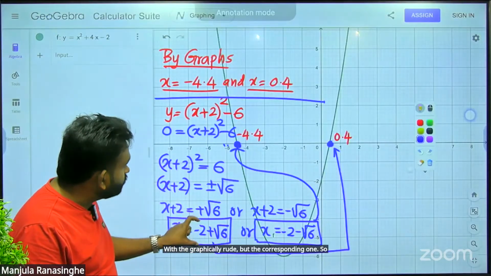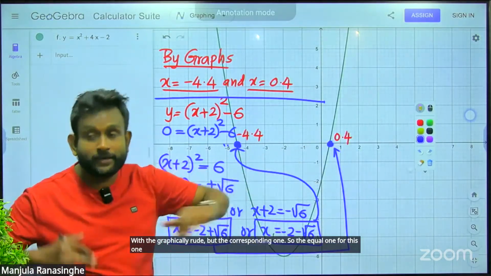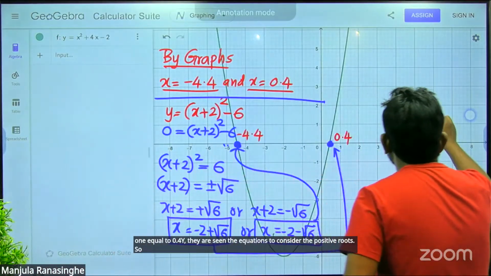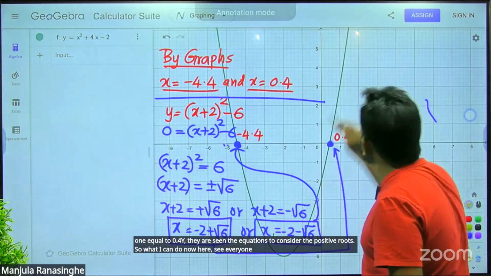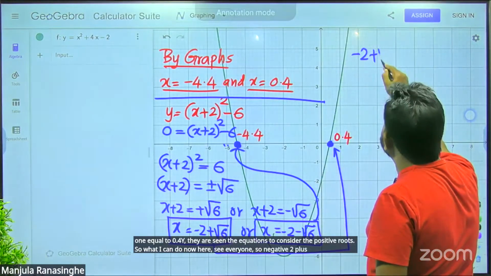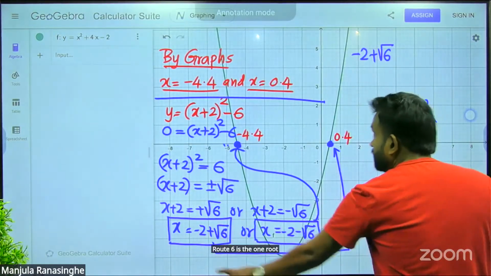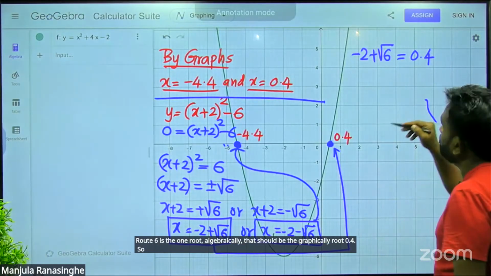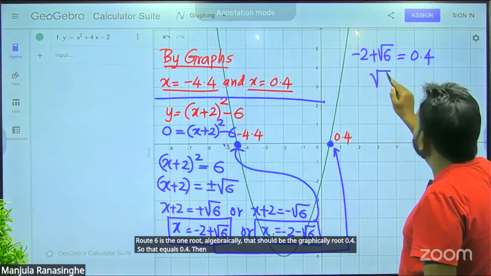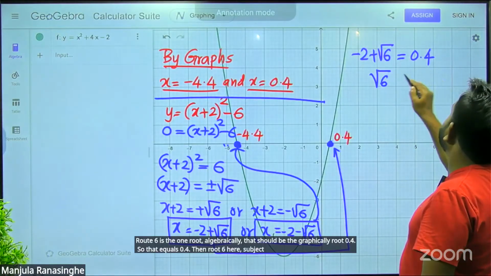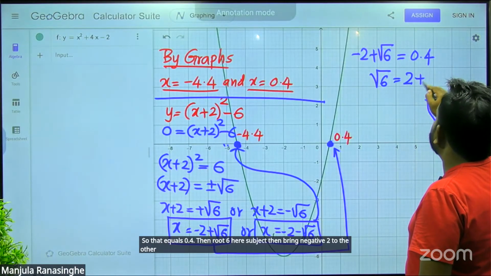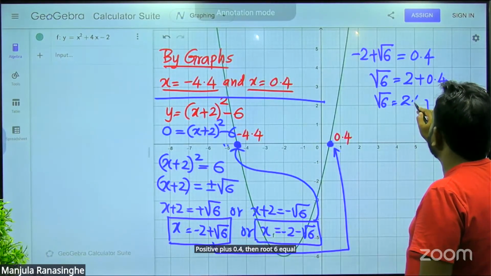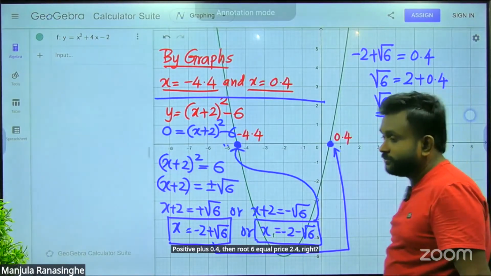So the answer for this one is 0.4. Why? The question asks us to consider the positive roots. So negative 2 plus root 6 is one root. Algebraically that should be graphically root 0.4. So that equals 0.4. Then make root 6 the subject, right? Bring negative 2 to the other side, positive 2 plus 0.4. Then root 6 equals 2.4, right? That is how we found it.